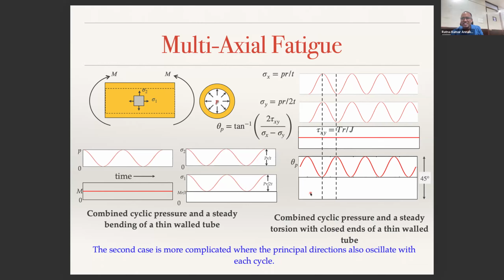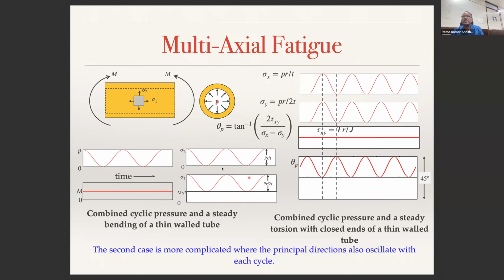This is a constant bending stress plus this fellow, because this itself is not fully reversed, and hence it is a fluctuating loading. The minimum stress will be MR by I and the maximum stress will be PR by 2T. That is in one direction, it is a fluctuating loading. In the other direction, it is a repeated loading. You can see in the other direction, sigma min is 0. In this direction, sigma min is not 0. So you have a combined cyclic pressure and steady bending of a thin wall tube.